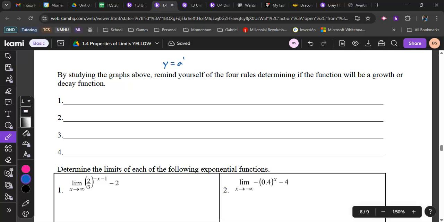So our graphs are a times b to the x minus p, plus q. That's what an exponential function looks like. You might have done h and k. Don't worry about it. A and b are the ones we're going to focus on, okay?